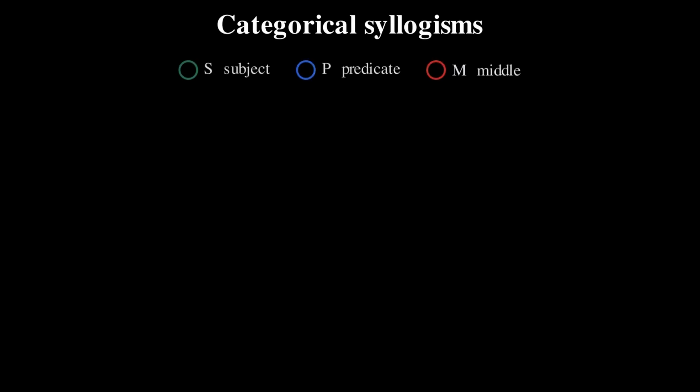Part 3. Categorical syllogisms. Categorical syllogisms are step-by-step arguments with two premises and a conclusion. We use S for the subject, P for the predicate, and M for the middle term that links them. In these diagrams, black shading means empty, nothing lives there. A red mark with an X means at least one thing exists there.